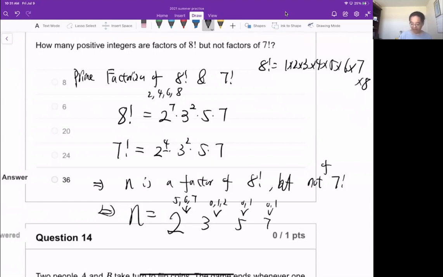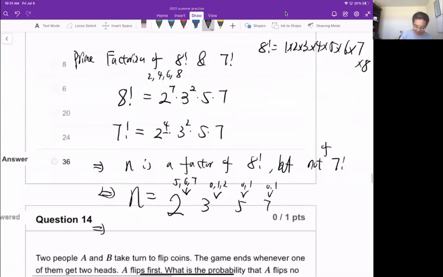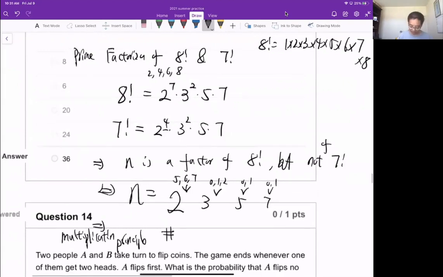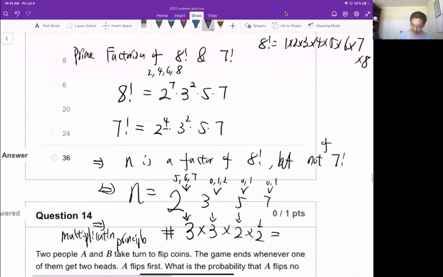Okay, so then we apply the multiplication principle. The total number of combinations: here we have 3, and this also has 3. This has 2, and this has 2. So we multiply together, and we get 36. So in total, there are 36 numbers that are factors of 8 factorial, but not 7 factorial.